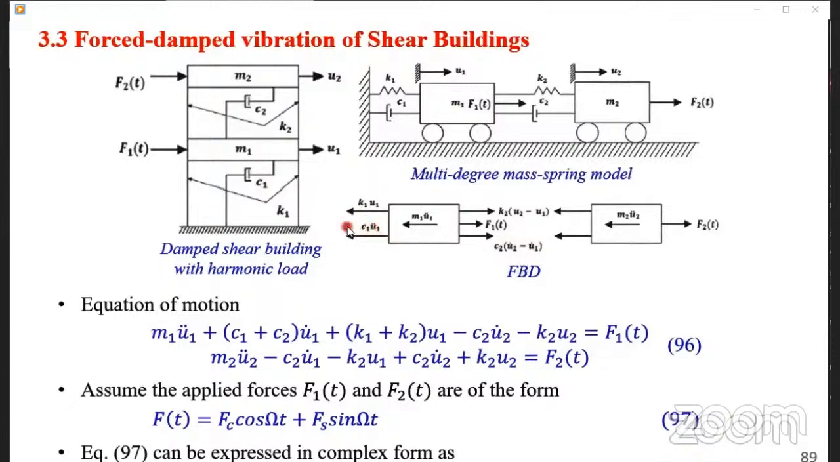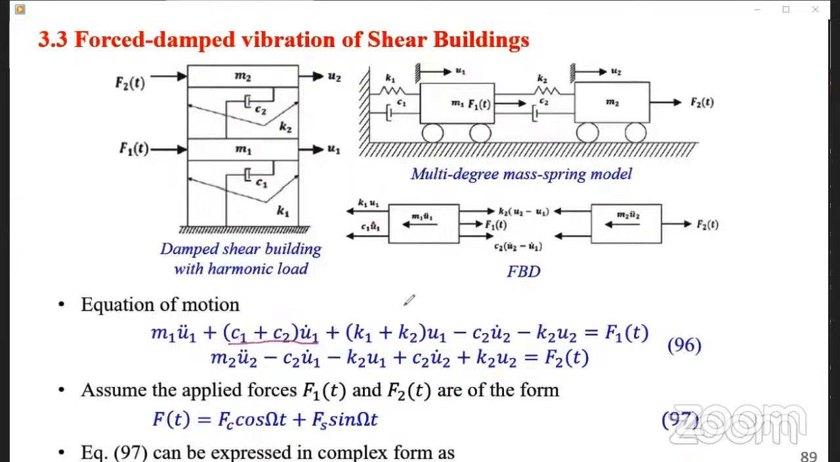C1, U1 dot, C2, U2 dot. You should be very careful here because we are using notation to simplify our workings. This is not acceleration. There are 2 dots shown, but it should be 1 dot, because that is velocity, not acceleration. So now, in our equation of motion, this component comes into play.